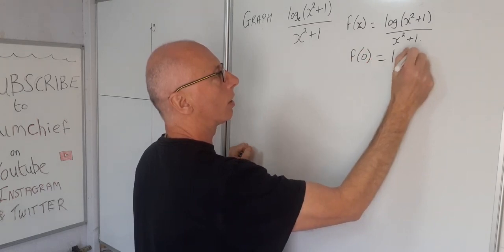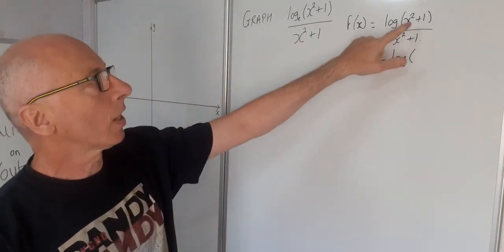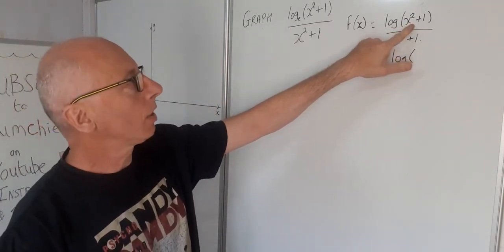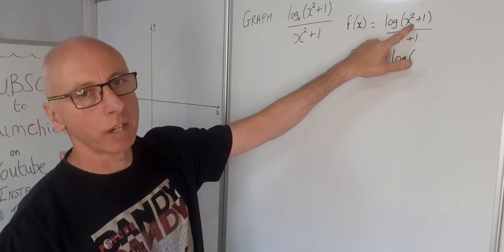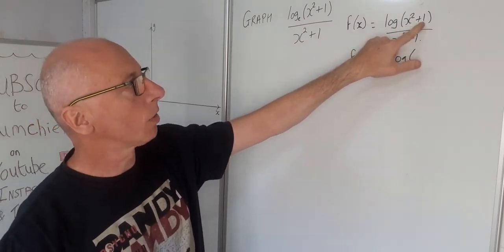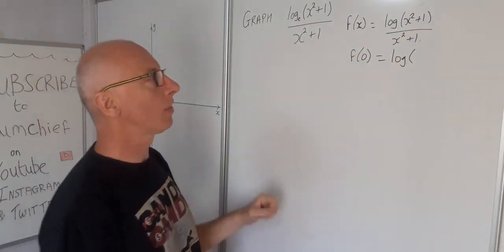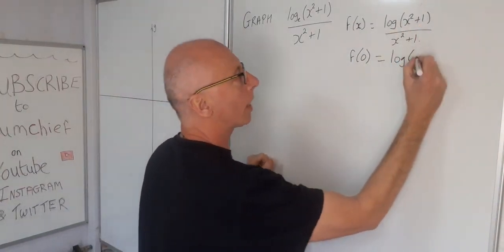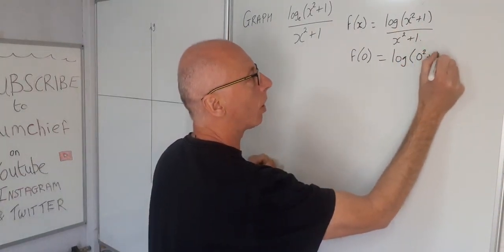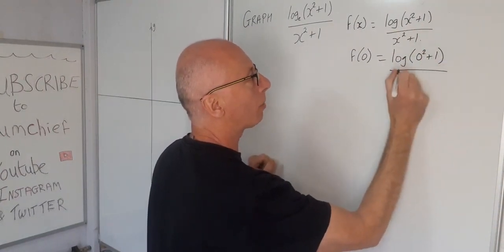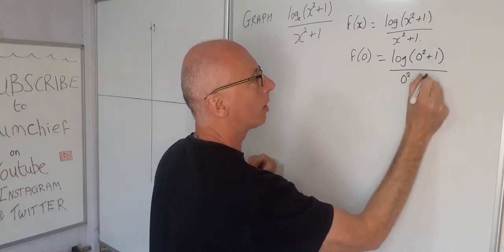So log, now we're quite lucky here because when you're dealing with 0, you've got to be careful with logarithms because log 0 is undefined. But here we've got plus 1 in there, nice little safety net. So 0 squared plus 1, and then that's divided by 0 squared plus 1.